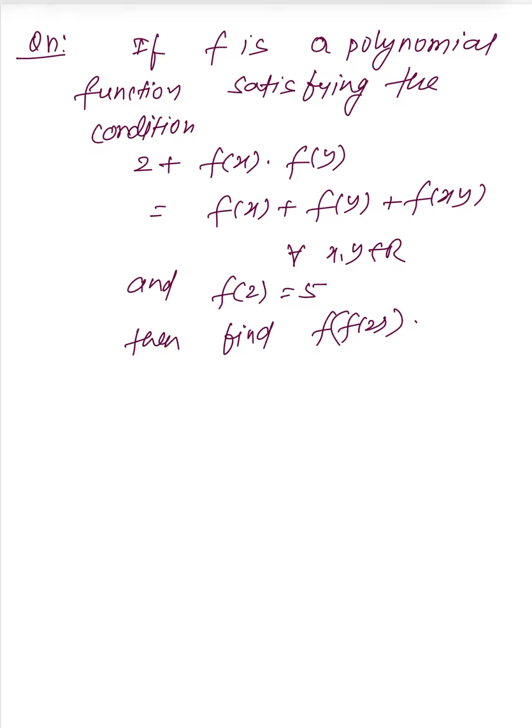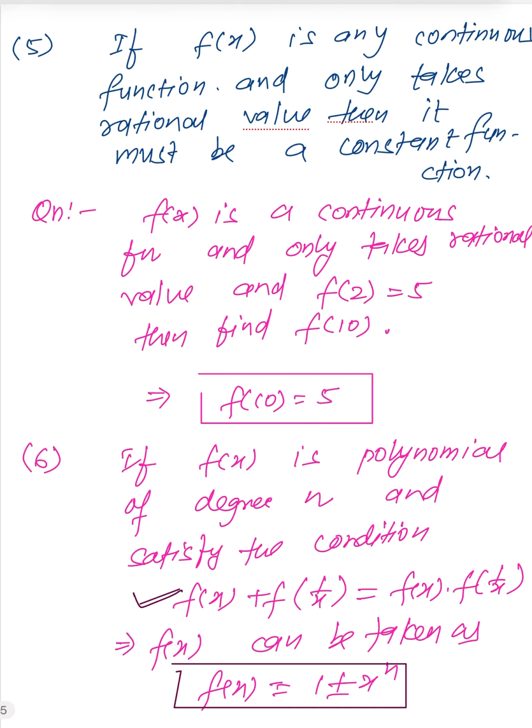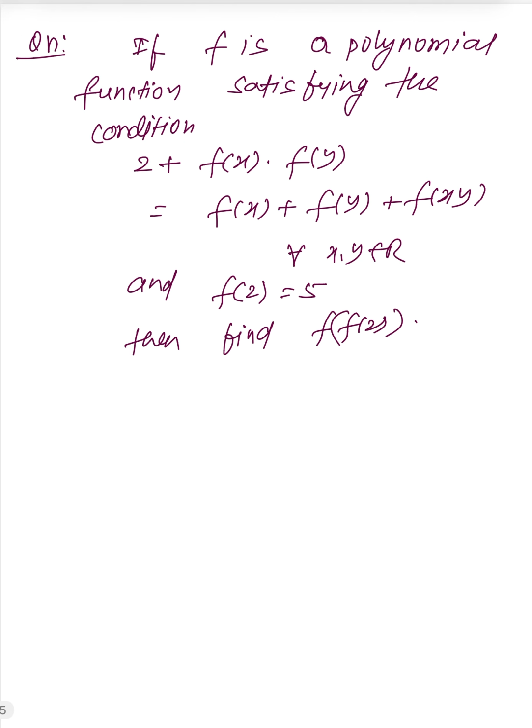Now how to solve this question? Since earlier in point 6 we discussed that f(x) is any polynomial function satisfying this condition, so f(x) can be taken as this. But here the condition is a little bit different, but there is a use of that property. How to use that property in this example? Let's solve this question.